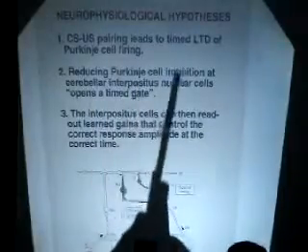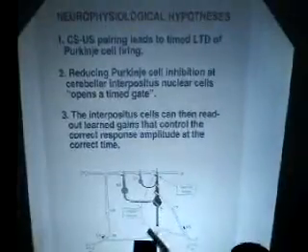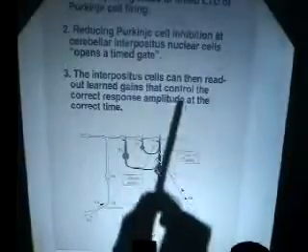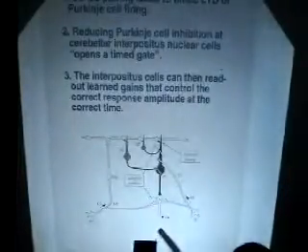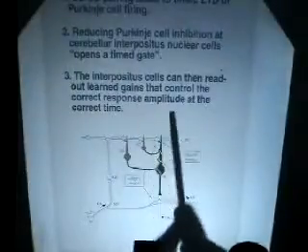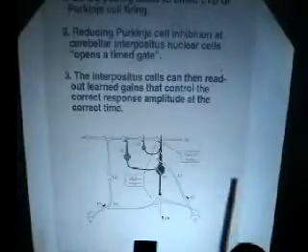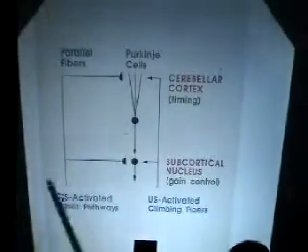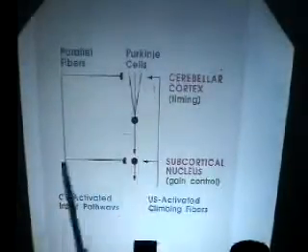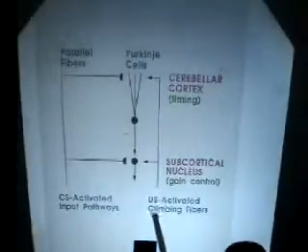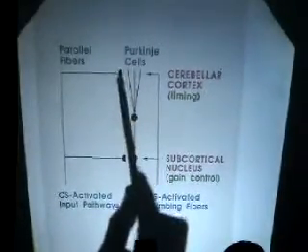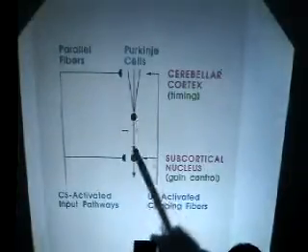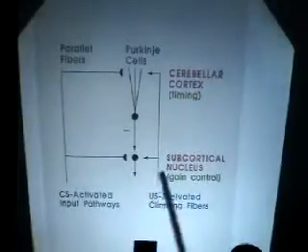Okay, so reducing the Purkinje cell inhibition at the cerebellar interpositus opens a time gate, that's what I just said. And then the interpositus cells can read out, so here's the CS pathway, they can read out learned gains that control the correct response amplitude, and they do it at the right time because the gate opens in an adaptively timed way. So let me just show this to you a little more schematically. The claim is that the CS is activating mossy fibers that are going to go to Purkinje cell dendrites and interpositus cells. The claim is that the US activates these remarkable climbing fibers, and that the learning here is going to cause long-term depression in a timed way. By slowing down the firing of these cells, you open the gate and express the learned gain down there.